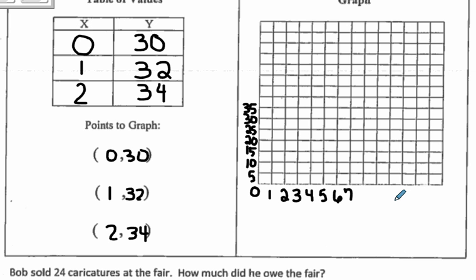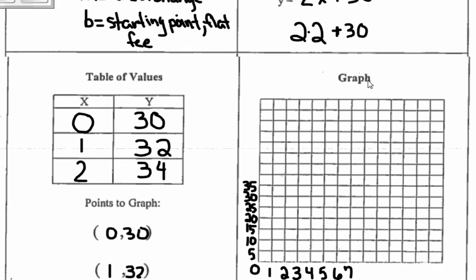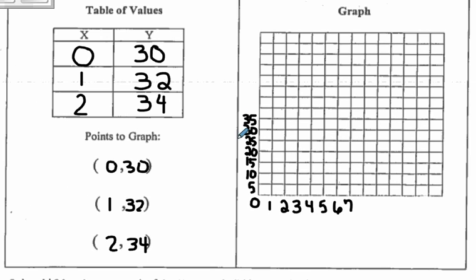But we also want to label that. So if we look up here, our y is the total amount of money for his bill to the fair. And the x is the number of caricatures. So we're going to write that in. I'm going to shorten it though. I'm going to put the money for his bill. And this is the number of caricatures. There we go.